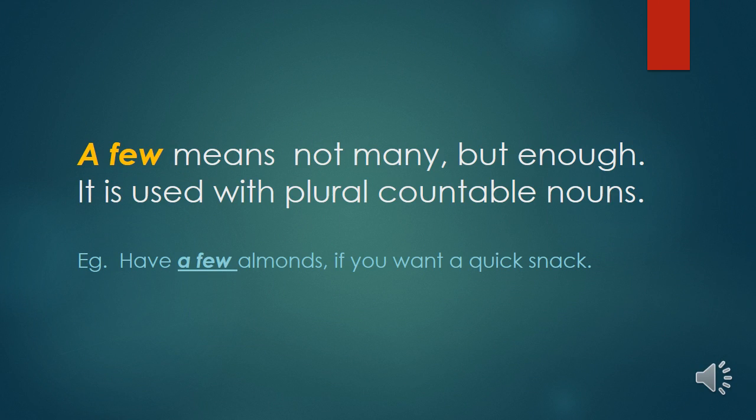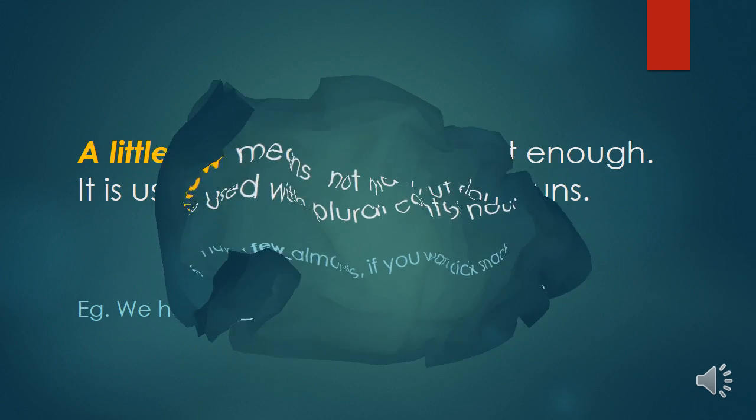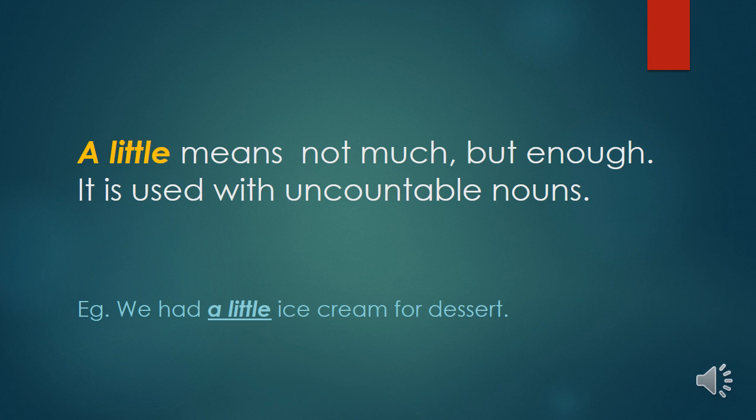A few means not many, but enough. It is used with plural countable nouns. For example, have a few almonds if you want a quick snack. A little means not much, but enough. It is used with uncountable nouns. For example, we had a little ice cream for dessert.